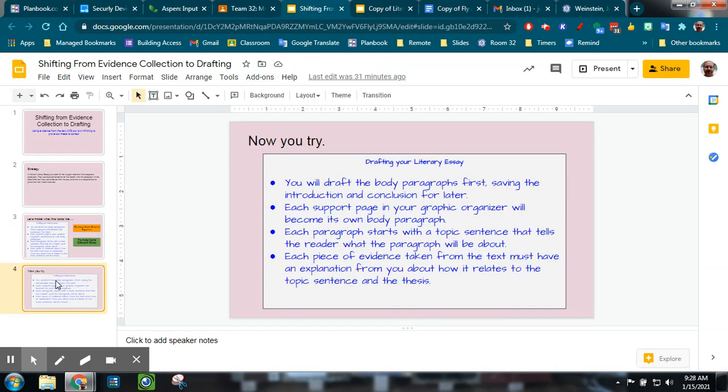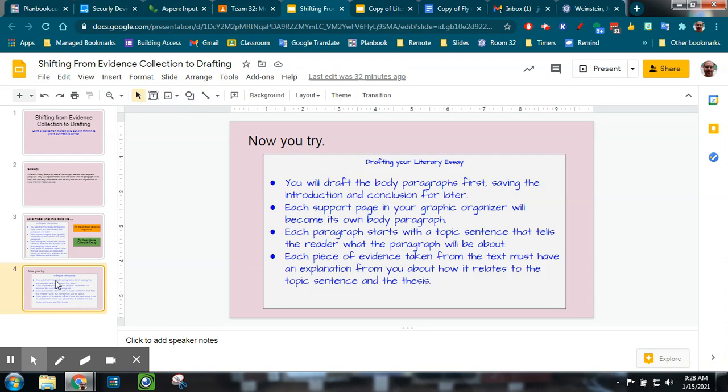So, what you need to do, and when you're done, I'm going to encourage you just to pause this video so that you can refer back to this slide. This is your anchor chart. You're going to draft the body paragraphs first, saving the introduction and conclusion for later. Each support page in your graphic organizer becomes its own body paragraph. Each paragraph starts with a topic sentence that tells the reader what the paragraph will be about. And each piece of evidence taken from the text must have an explanation from you about how it relates to the topic sentence and the thesis.